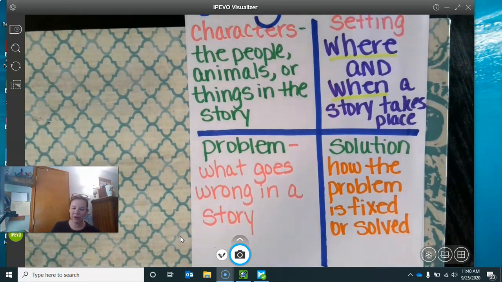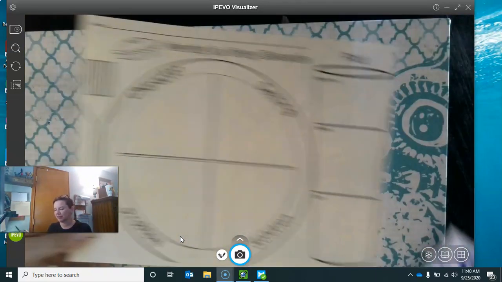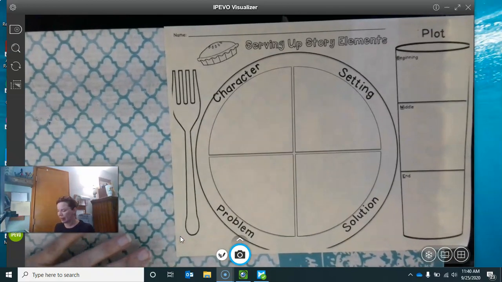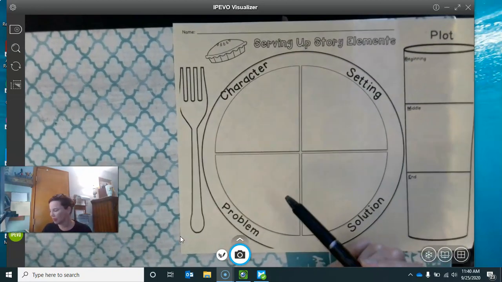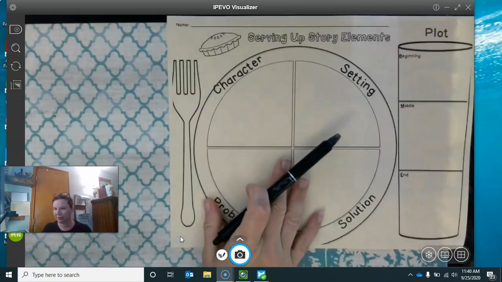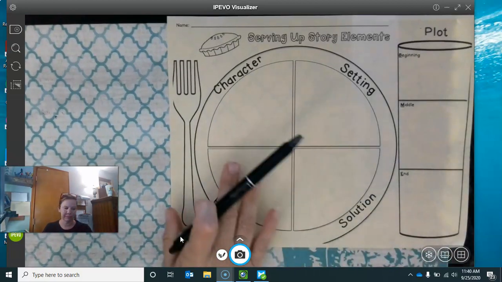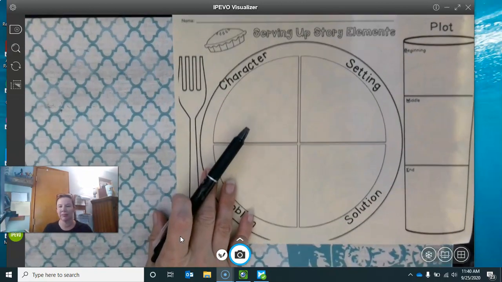So today we are going to think back about our story from last Friday, which was Those Darn Squirrels. So we are going to look at our story element plate. Today we're not going to worry about the plot. The plot will come later in the week. Well, not later in the week. It'll come in the mini lesson later.